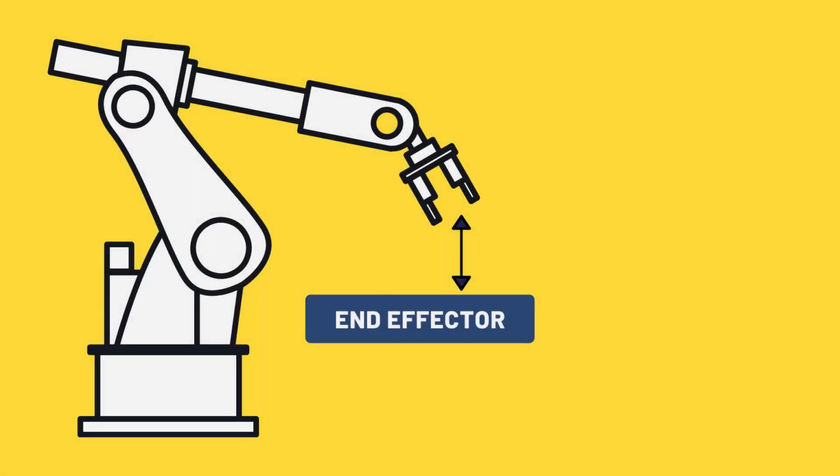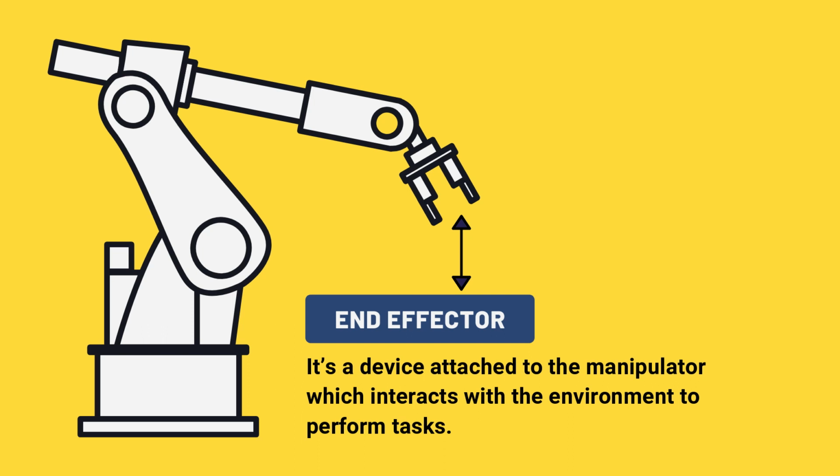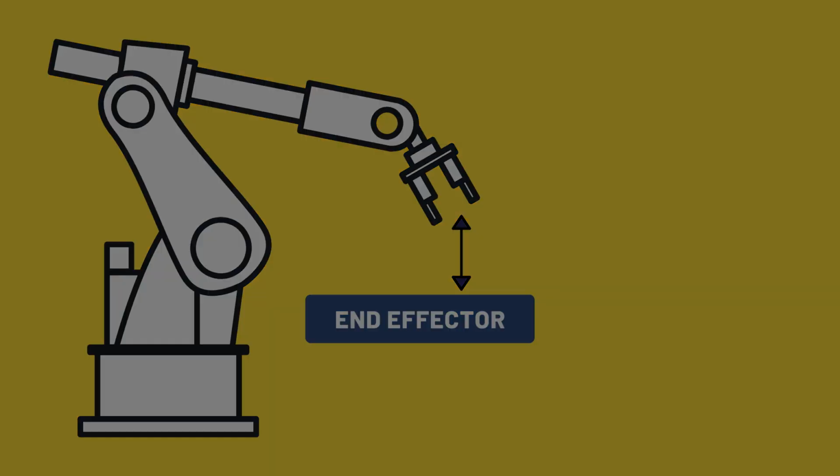Next is the end effector. An end effector is a device attached to the manipulator which interacts with the environment to perform tasks. The end effector is expected to perform tasks normally performed by the palm and finger arrangement of the human arm.